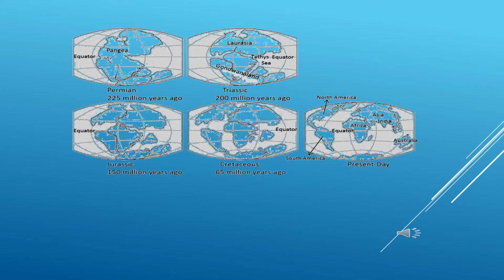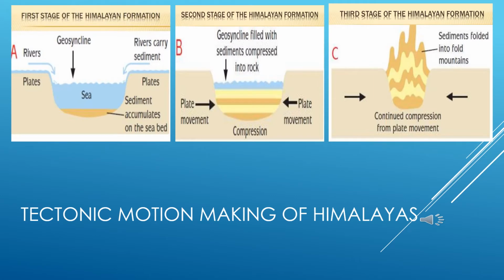So in between this Laurasia and Gondwanaland, you can see there is the Tethys, which was a long, narrow and shallow sea, which we call Tethys. All this was explained earlier in the continental drift theory if you have watched the video. As you can see in the images, three different images, section A, B and C. So in the first stage of Himalayas formation, you can see the Tethys Sea that lies between the two plates.